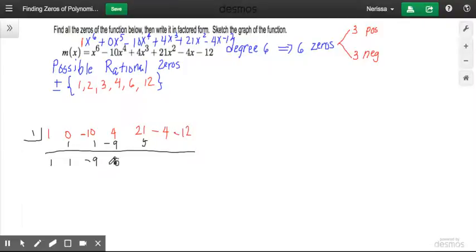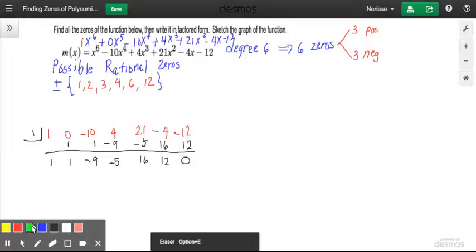Oh, this should be negative 5. So 4 minus 9 is negative 5. Therefore, negative 5 times 1 is negative 5. 21 minus 5 is 16. 16 times 1 is 16. Negative 4 plus 16 is 12. 12 times 1 is 12. And in the final answer, we have 0. So when this last sum here is 0, this tells us that 1 is a 0 of m of x. So we found 1 zero already.